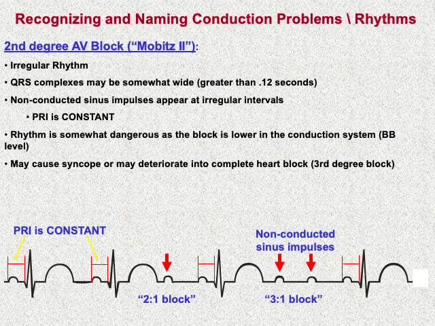The type 2, in which every 2 or 3 beats, either 2-1 or 3-1, one is not conducted. We see here one conducted, one not conducted, one conducted, one not conducted. So in this case, we have 2-1 block. We should recognize that here the PR interval is rather constant. As you see here, one constant and then one dropped, one constant, one dropped. Sometimes you have 3-1 block, meaning every third beat is blocked. But the diagnostic thing is that the PR interval is constant.